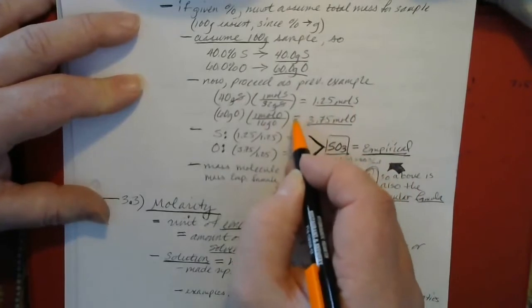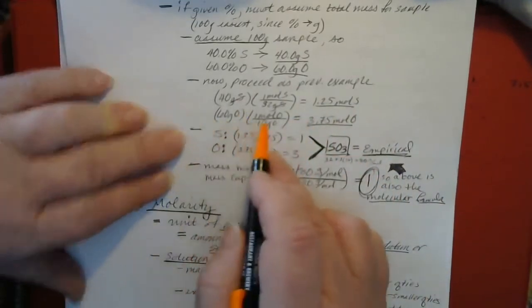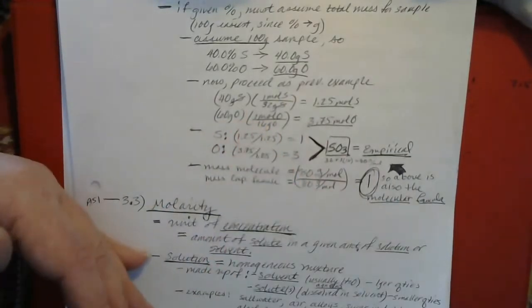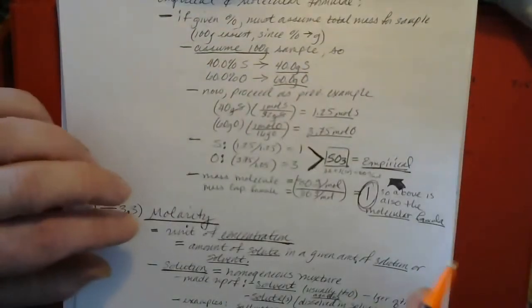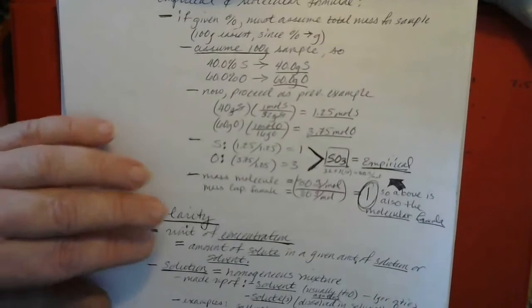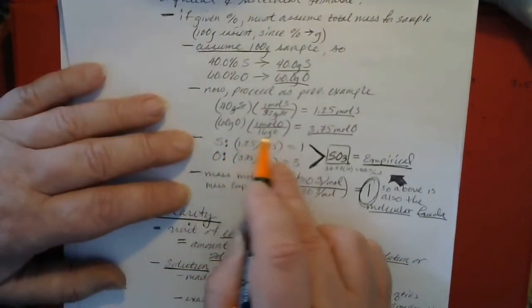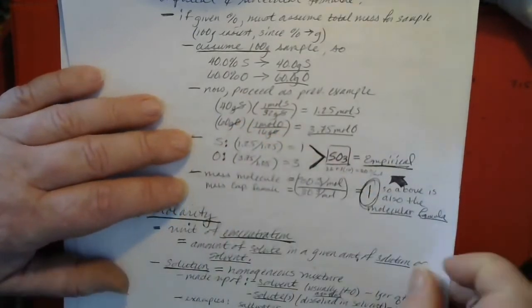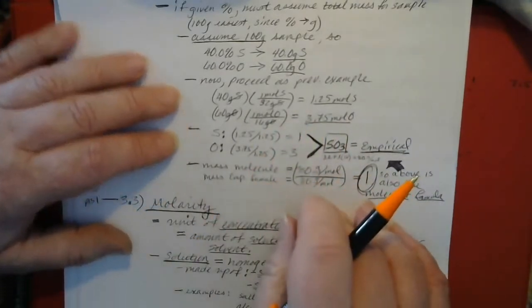And then you do the same with oxygen, 60 grams of oxygen divided by the molar mass of oxygen, which would be 16. Or you can multiply by 1 over the molar mass, which would be 60 grams times 1 mole of oxygen over 16 grams of oxygen. And here again, grams of oxygen cancel, and you end up with 3.75 moles of oxygen.